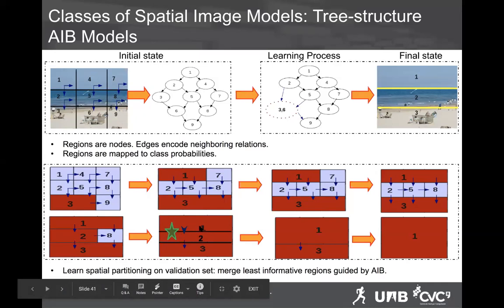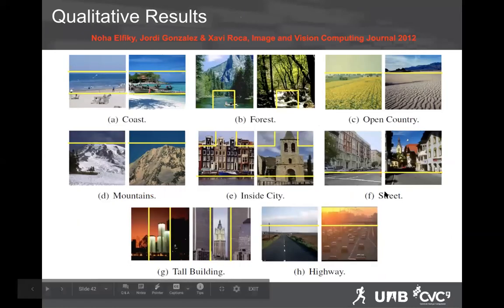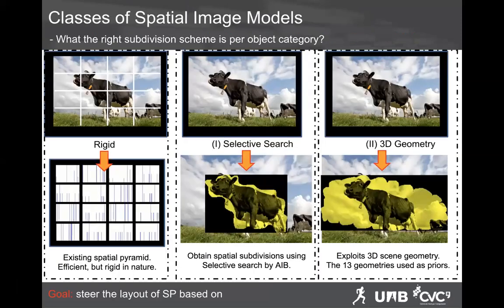Actually, the hypothesis was true, and it described the information in a more accurate way with less computation. I tested this on many other classes, like forests, open country, highways, and tall buildings, and we were also fascinated. And again, this was published in the Image and Vision Computing Journal in 2012.